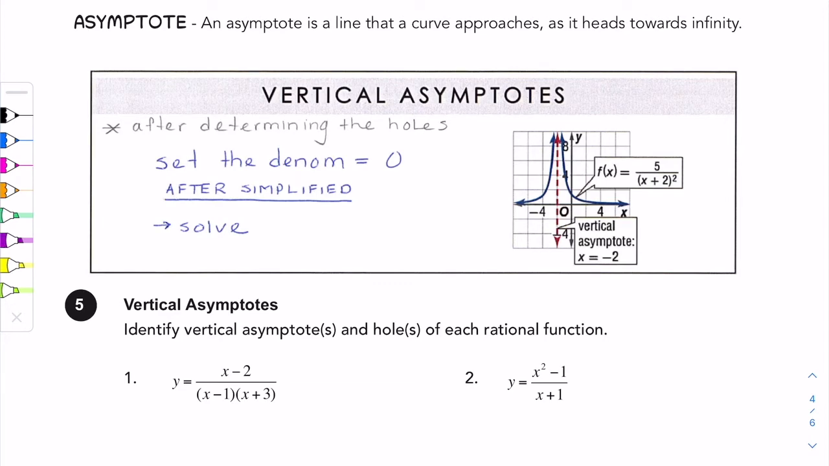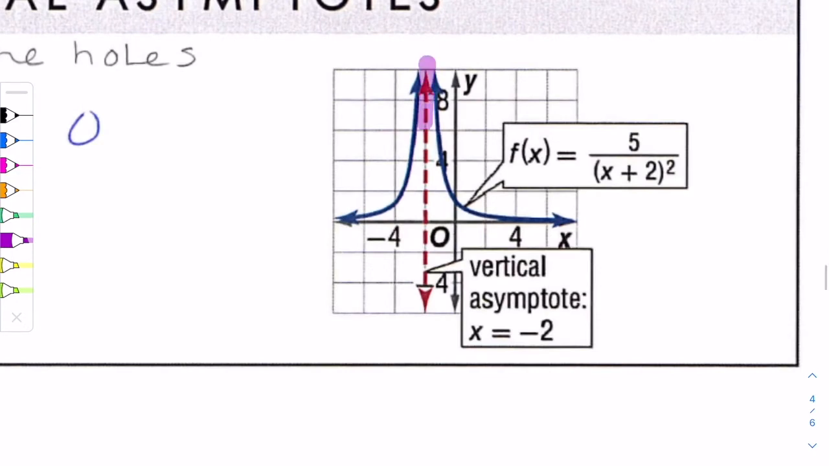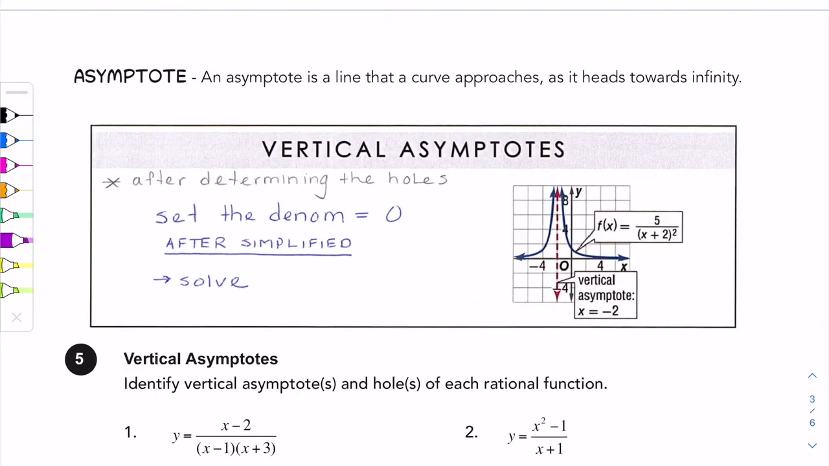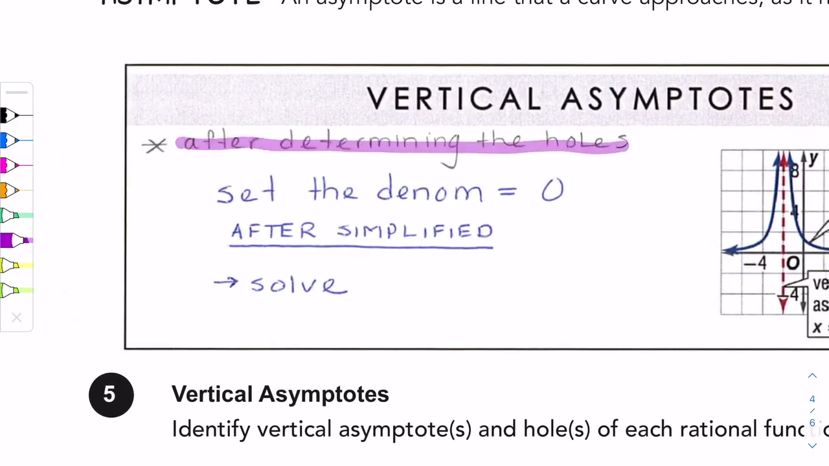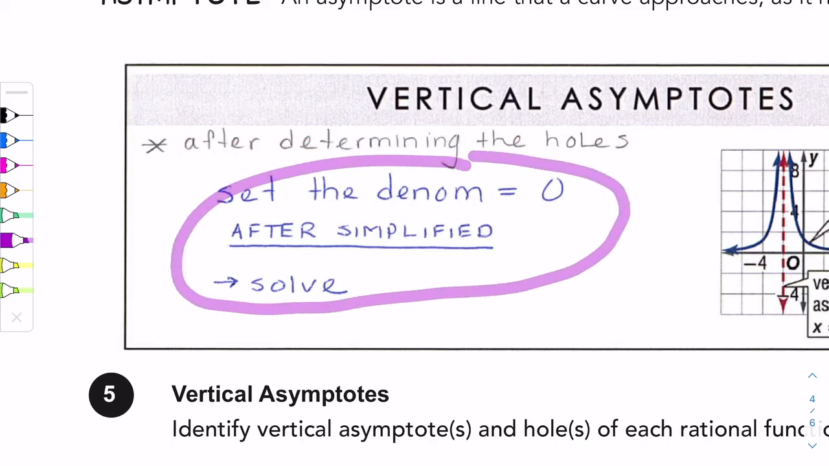You can see that a vertical asymptote is a line that the graph approaches and never touches or crosses. Again, we have talked about these this year, we just have not found them. So here we are actually calculating what they are. Again, it's after you determine the holes. So after you determine the holes, you set the denominator equal to 0 and you solve.